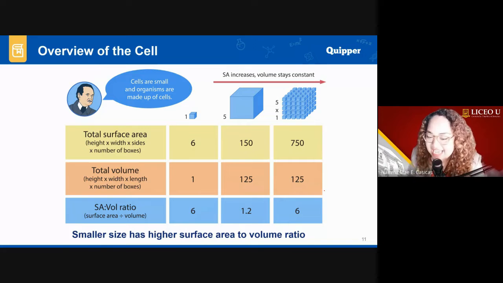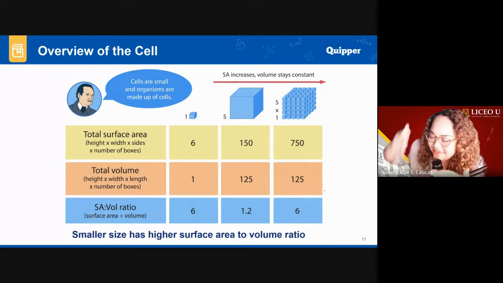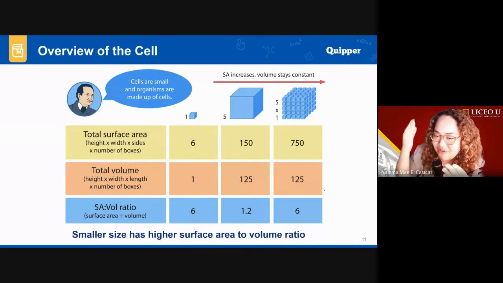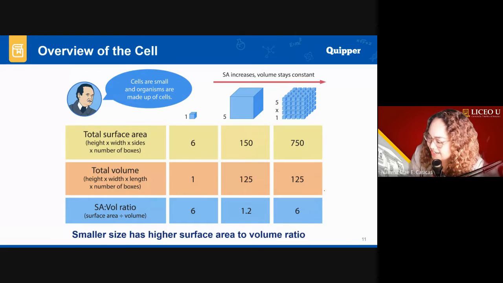Smaller size has higher surface area to volume ratio. So if it is smaller, the ratio is bigger. So if there are more cells processing stuff, your responses are faster. The faster the responses, the faster the production of stuff. So that is the genius of our cells, no?